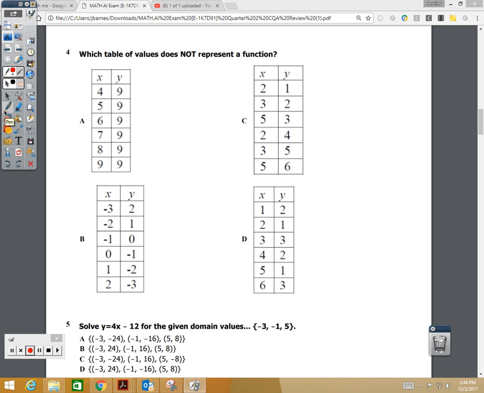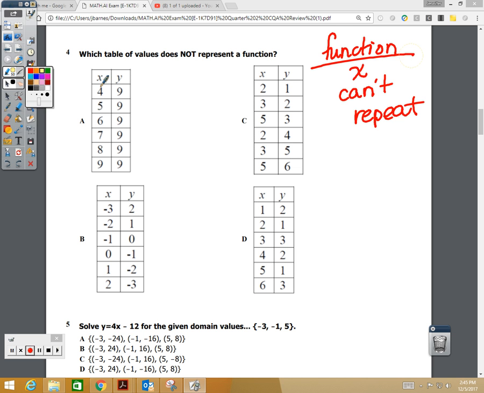Question 4 says, which table of values does not represent a function? Once again, for a function, x can't repeat. Okay? If it is a function, then x can't repeat. So we're only looking at the x values. I don't care about the y values in any of these. Okay? We're only looking at the x values.